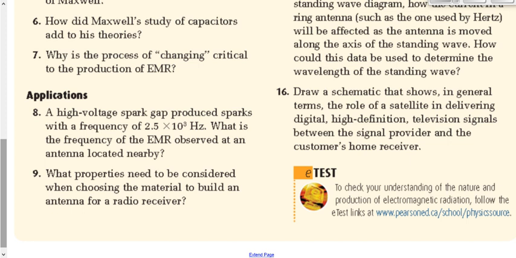The size of it matters because you want the size of it to be related to the wavelength of the wave that you're trying to detect. So that's going to be a factor. If you have too short of an antenna or too long of an antenna, it might not detect what you're trying to detect.